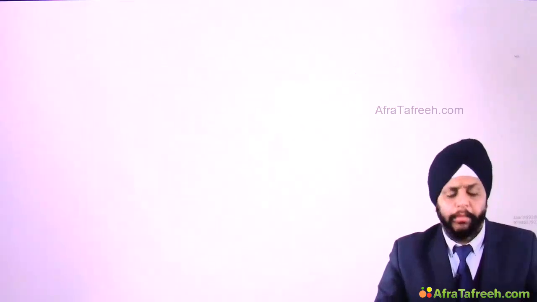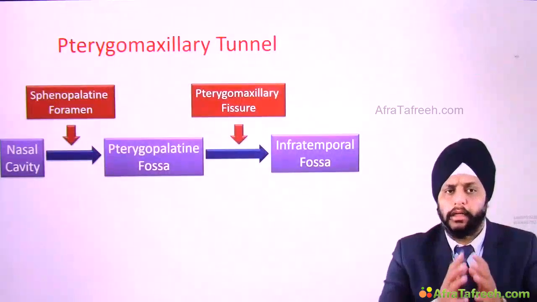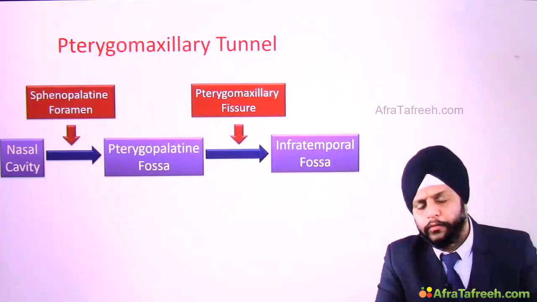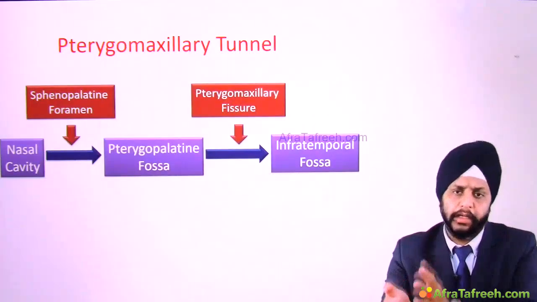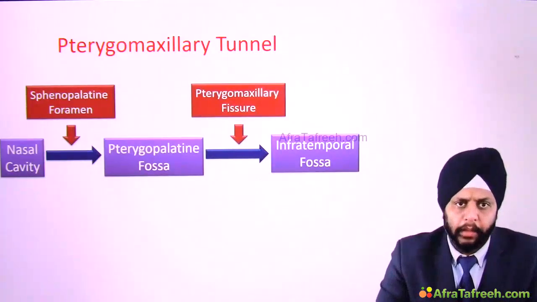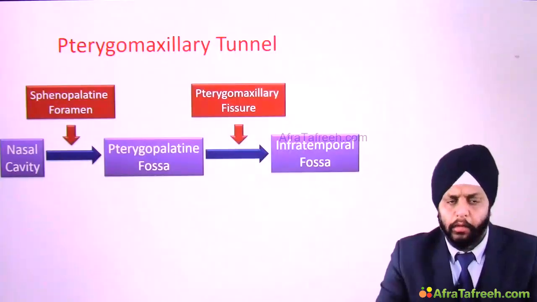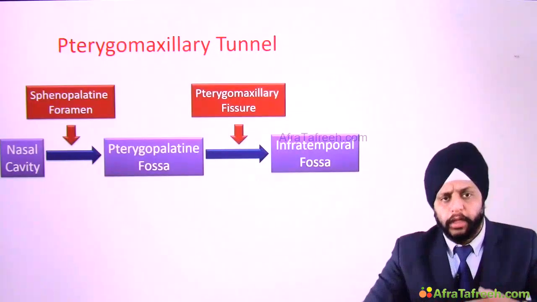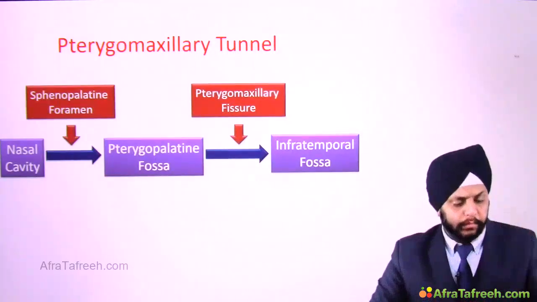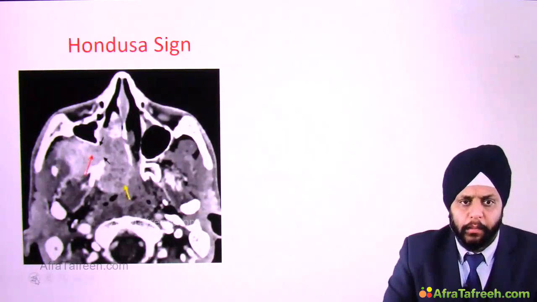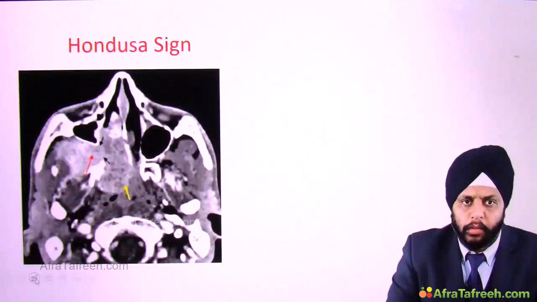Now remember the pterygomaxillary tunnel. We discussed this tunnel. The angiofibroma goes from the nasal cavity to the cheek, that is the infratemporal fossa, through the pterygopalatine fossa. Now, what will happen to this tunnel? If the angiofibroma is going through this, it will widen the tunnel. So you see over here, this whole tunnel has become wide.